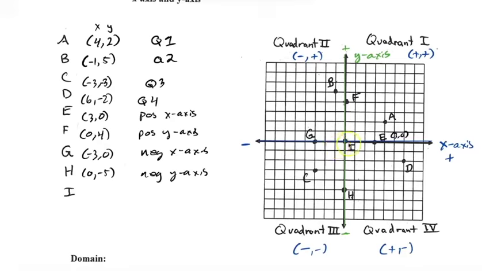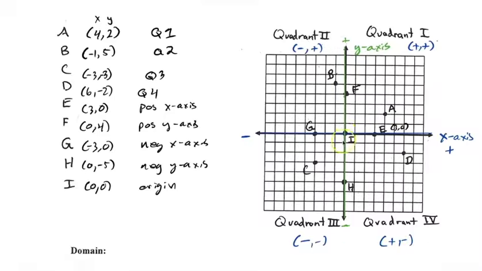And then I is right in the middle. That's the origin. So that's the 0, 0. We do call that the origin. Right. I is right in the middle right there. So the origin. Okay, let's do a little more with this.